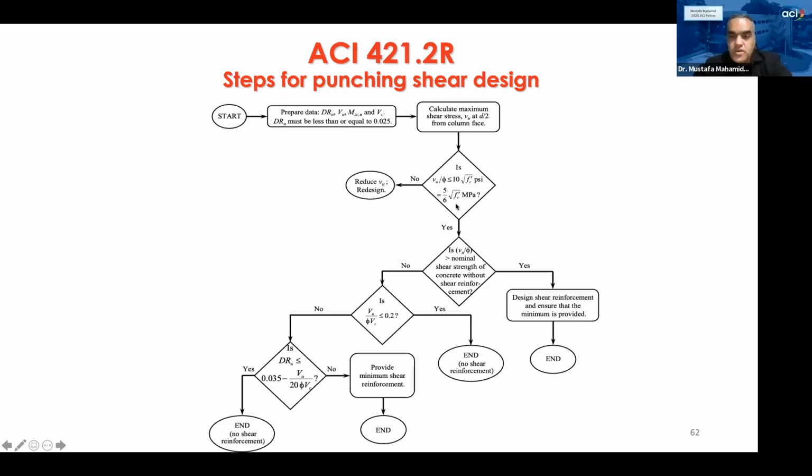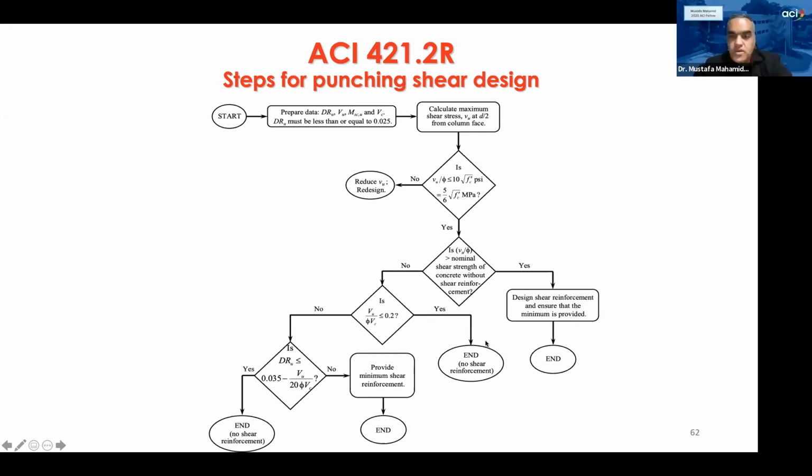If it's less, then continue. If not, then you have to reduce VU. You have to redesign, like increase the strength of the material, increase the thickness of the slab, or a combination, and then continue until that is satisfied. Then, is VU over φ greater than the nominal shear strength of the concrete without shear reinforcement? If yes, then design the shear reinforcement and ensure that the minimum is provided. That's it. If no, is VU over φVC less than or equal to 0.2?